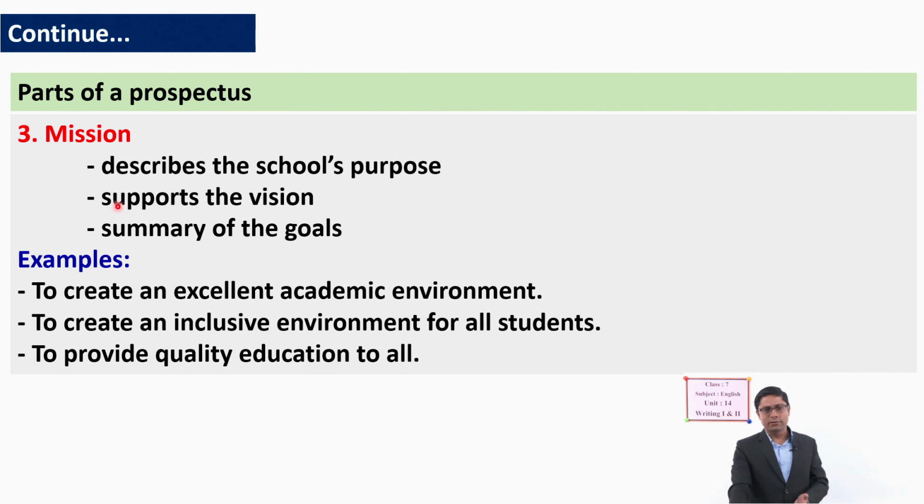I already told you mission statements support the vision statement. Similarly, the mission is the summary of the goals of the school. Some examples are given there, you can see: to create an excellent academic environment. So, we have said we will reach excellence, and for that we need an excellent academic environment. Similarly, if we say we will provide quality education to all, then we need an inclusive environment. So, to create an inclusive environment for all students, to provide quality education to all, such things can be the mission.